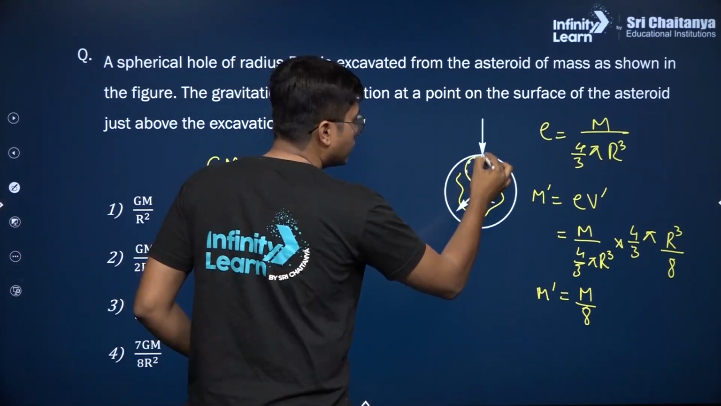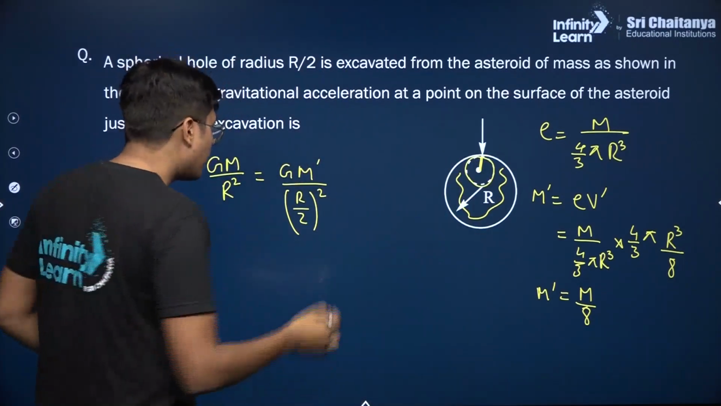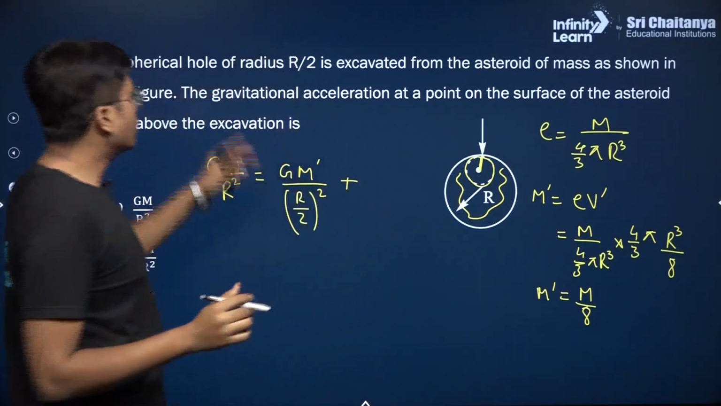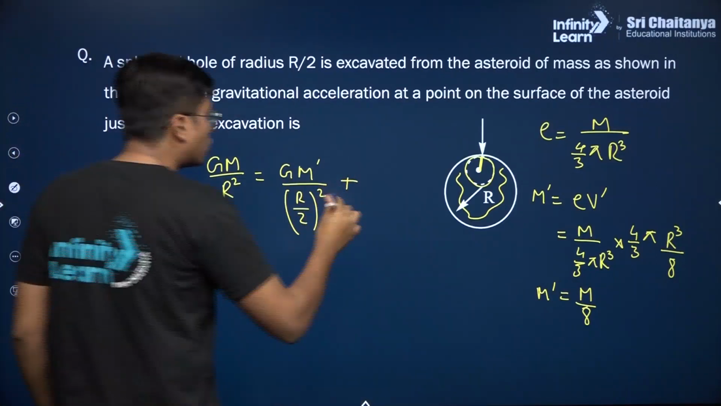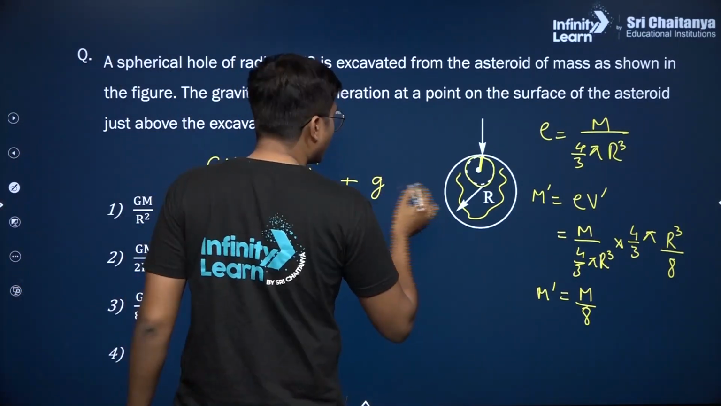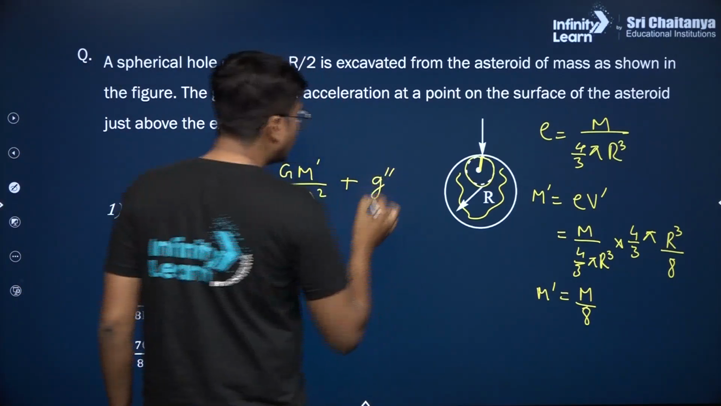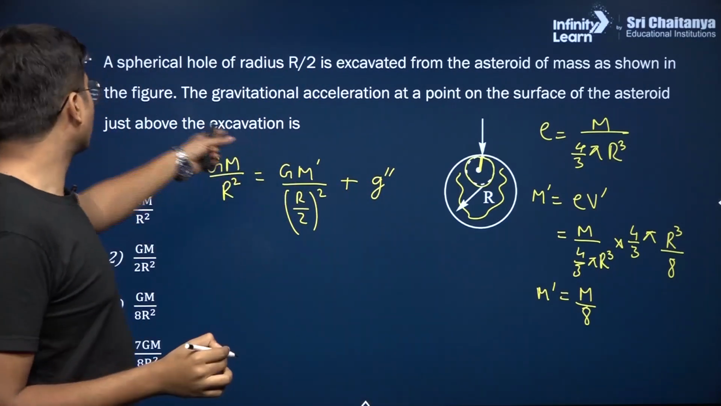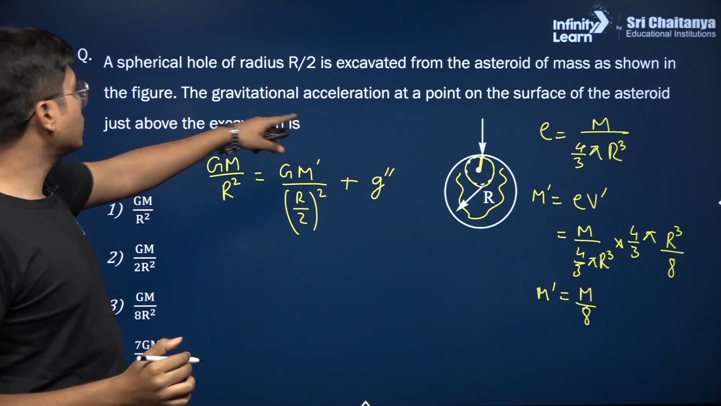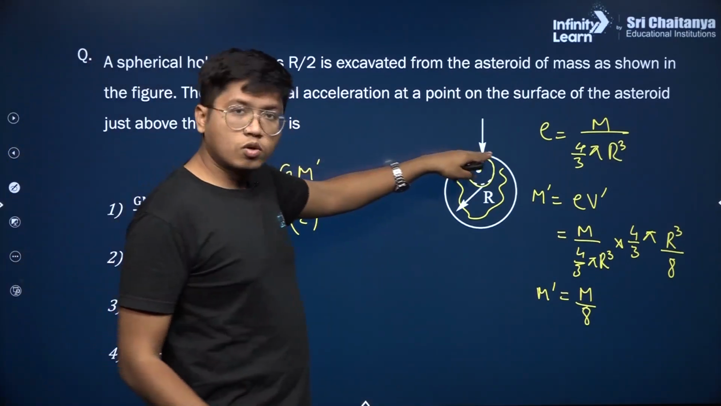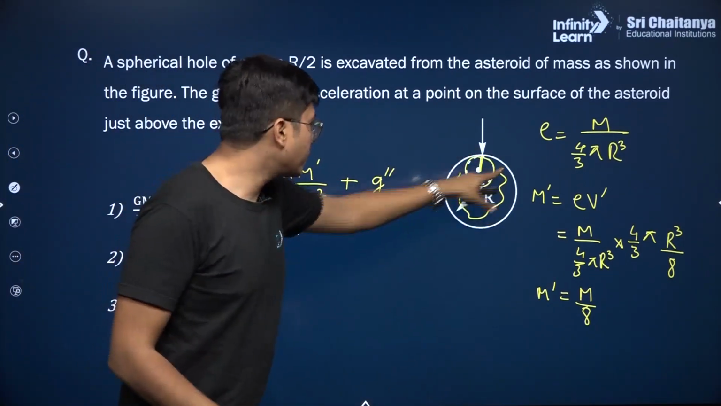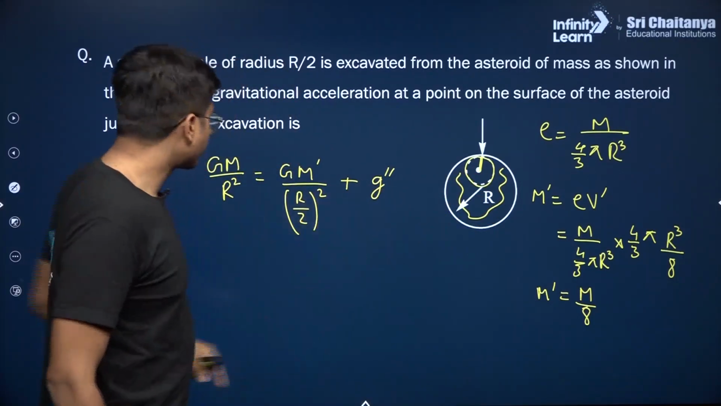whole square. This distance is just r by 2, plus whatever is the acceleration due to gravity because of the remainder of the piece. We don't need to do much. That is exactly what we need to find out. Let's call that g double dash. This is what we need to find out. They want the gravitational acceleration on the surface of the asteroid just above the excavation. So they want it over here. So the rest of the piece has this acceleration.